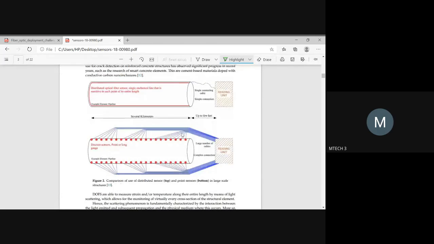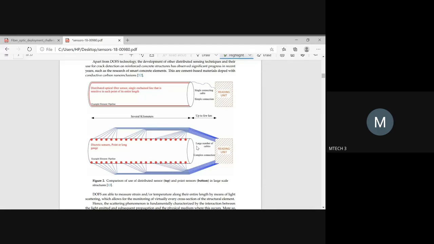Similarly to this, you'll have point sensors throughout the area, but you will only be able to detect and sense the variation happening at that particular point. If anything is happening in between, you will not be able to identify what's going wrong over there. So it won't provide such accurate results as our distributed optical fiber technology. So this is the difference between these two, right?